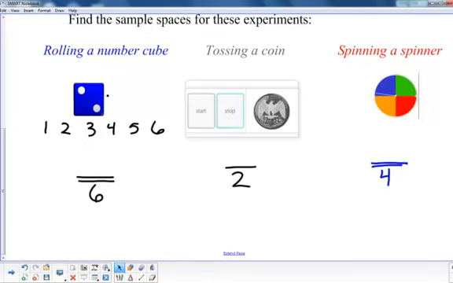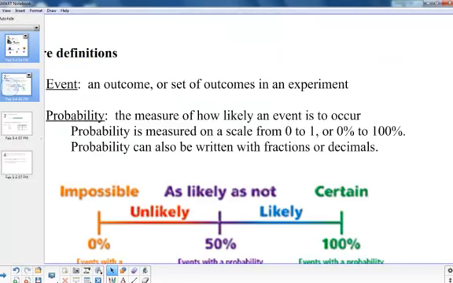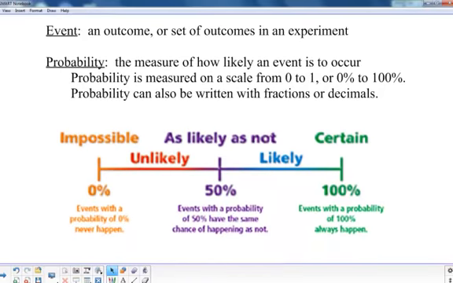Now the dice rolls. More definitions. The event is the set of outcomes. The probability is measured either as a fraction or in the percent. And then these words are important. Impossible means there's no way it's going to happen at all. Unlikely is less than 50%. As likely as not is 50%. Likely means more than likely to occur, more than 50%, and certain means it will definitely occur.